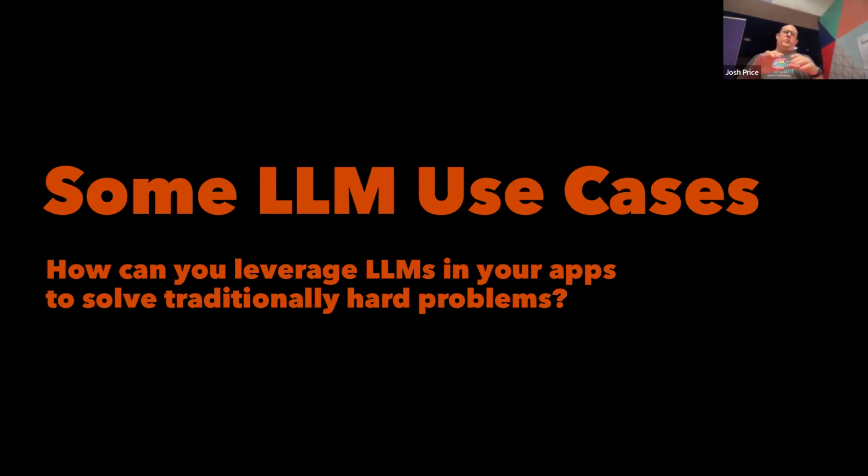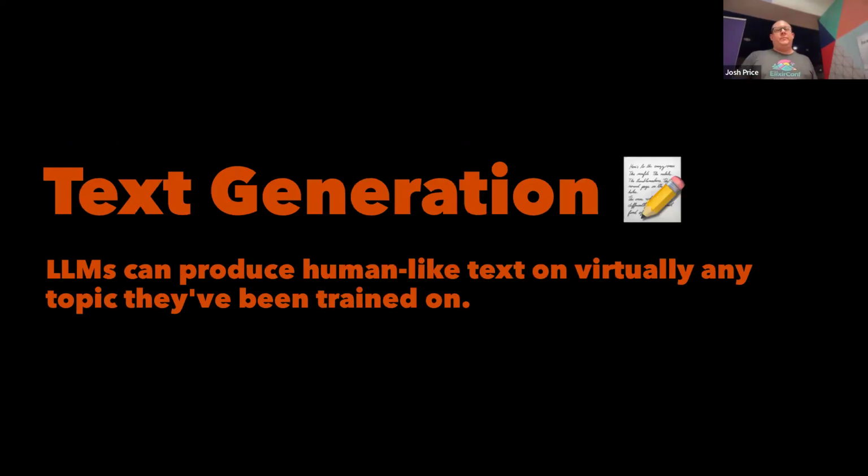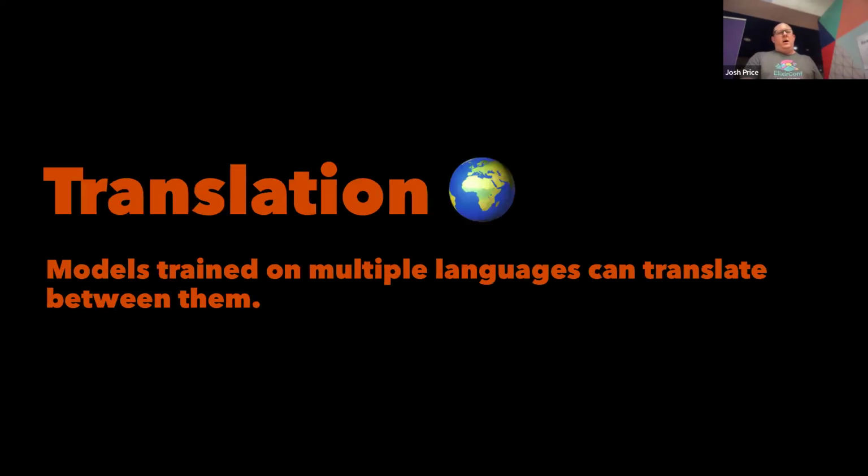I think it's useful to talk about what kind of use cases we can leverage LLMs for in our apps to solve what are effectively traditionally hard problems. Producing human-like text on literally any topic they've been trained on is pretty useful. Translation: some of the models are really quite good at languages. We'll talk about the latest models, but translation is basically a solved problem.